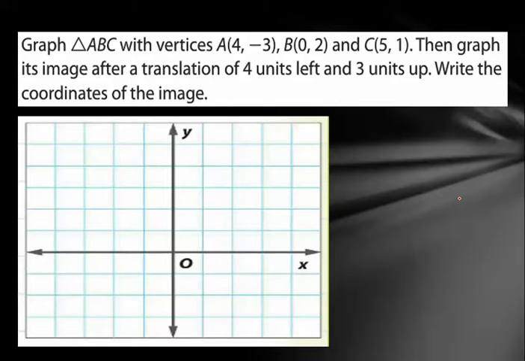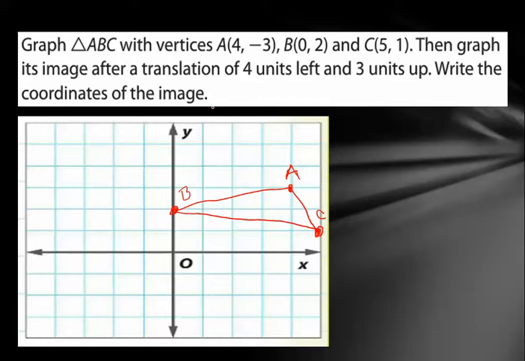Okay, so here's our first example. They want us to plot these points on the graph, then graph its image after a translation of 4 units to the left and 3 units up. So first let's get all these points plotted onto the coordinate plane. Okay, so I have these all plotted here. Excuse my lack of artistic precision, but it forms some sort of triangle.